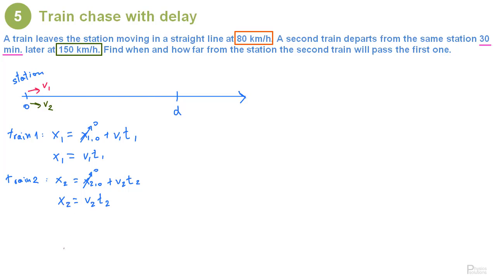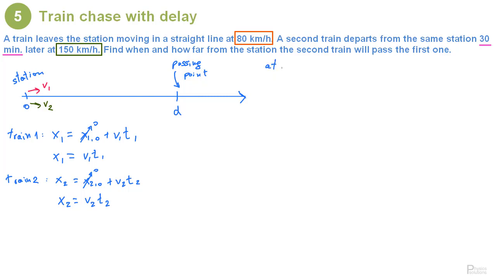Two equations, two trains. Now we move to the step in which we want to set the condition that the two trains will be at the same position. In other words, when the second train will pass the first train. So this is what we can call the passing point. There is where the two trains will have exactly the same coordinate.